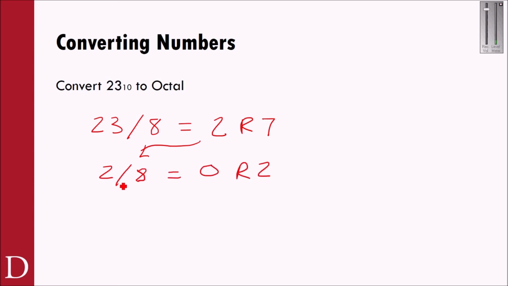a remainder of 2. So that's kind of the tricky one here, right? 8 doesn't go into 2 at all. So I get 0, but I do have that remainder of 2 left over. So it would appear to me that if I wrote these in reverse order again, I get 27 base 8.